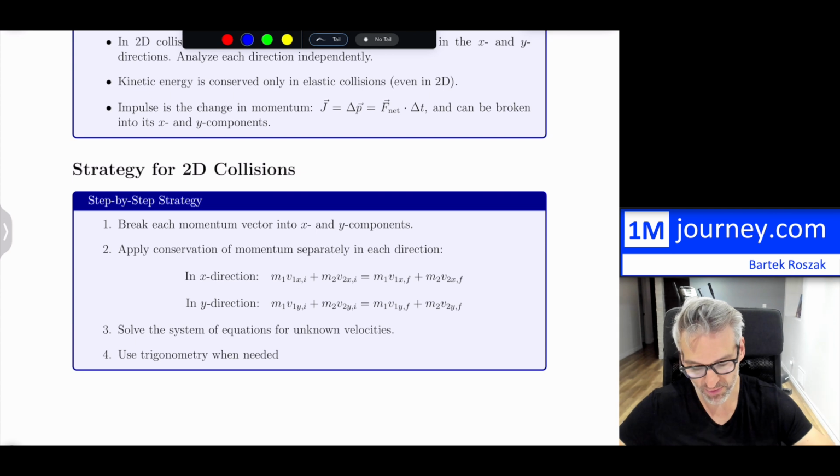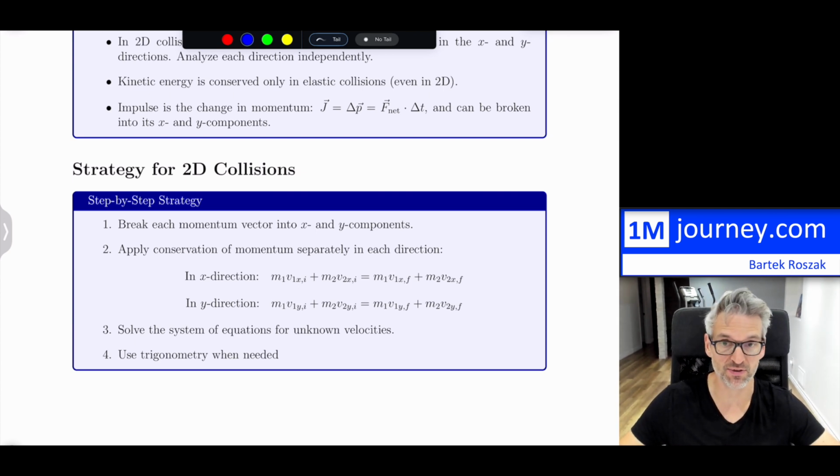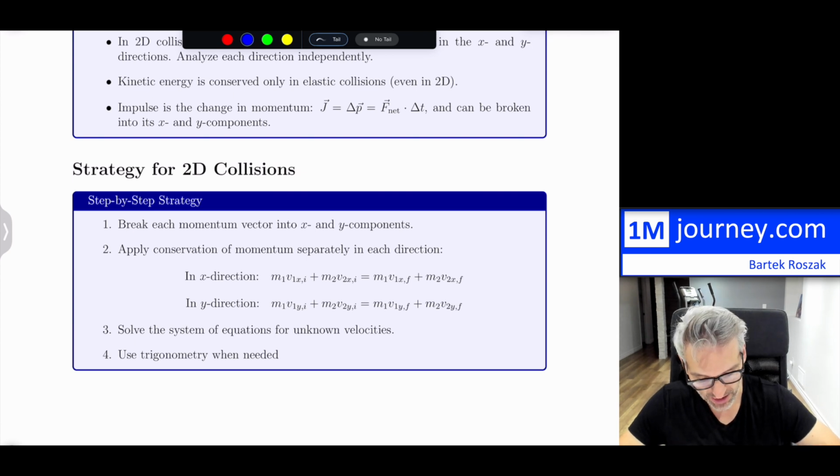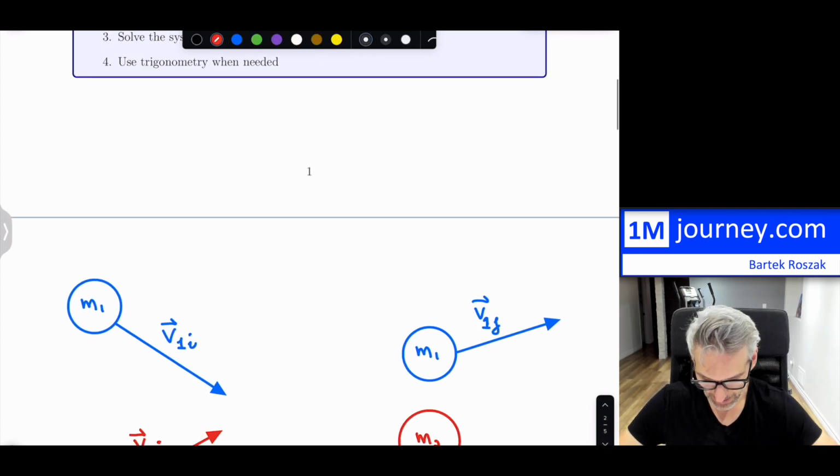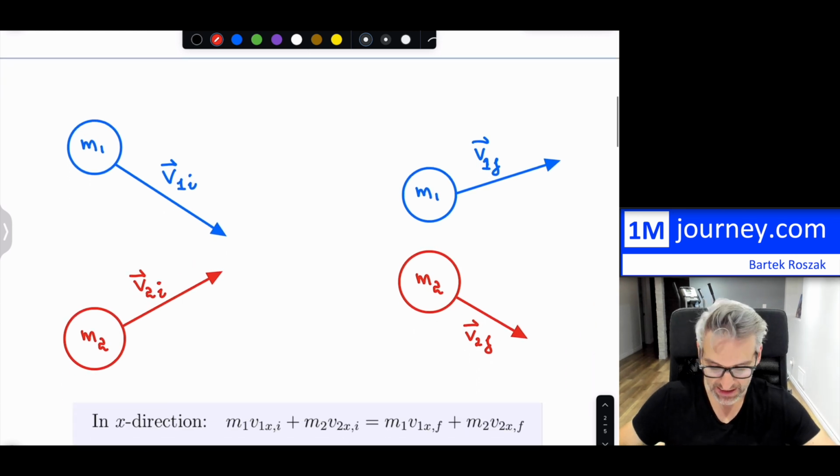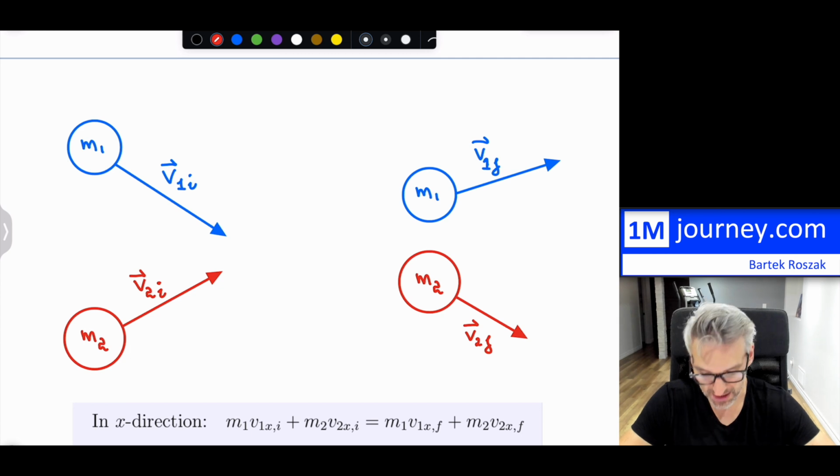Now, what do we mean by breaking down momentum, or at least its velocity, into its x and y components when we're doing these calculations? Like, how is this thing going to come about? So here it is. This is at least a pictorial view. We just want to be able to show you how we can break this thing down.